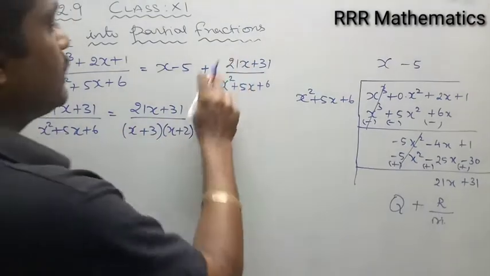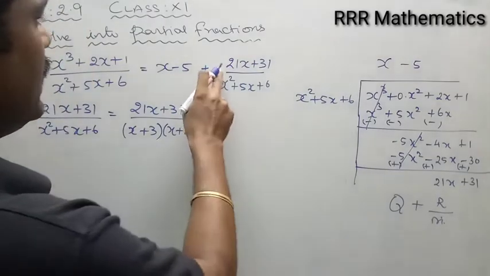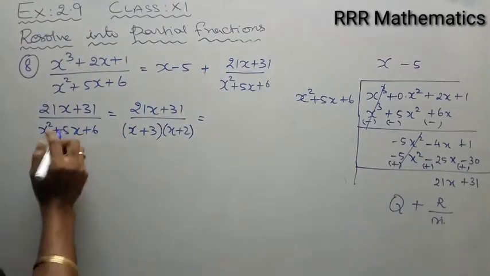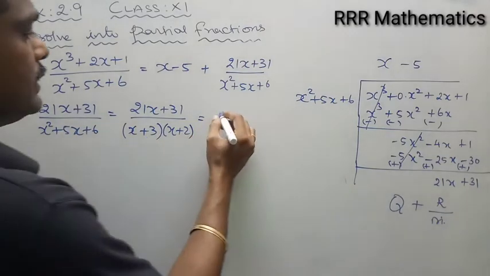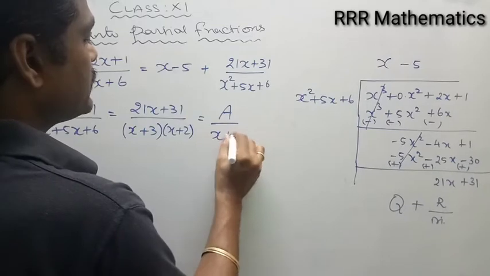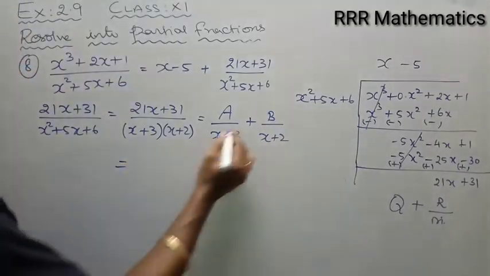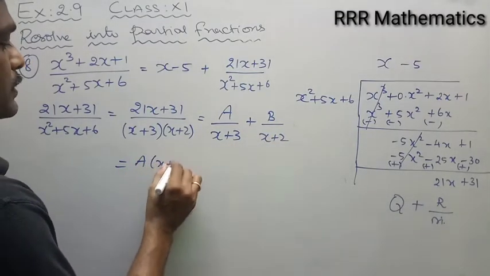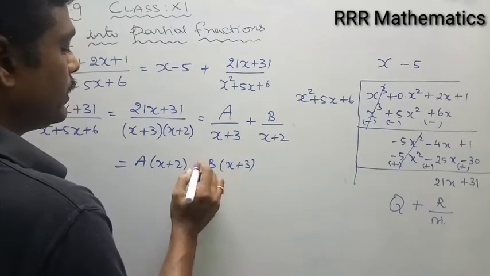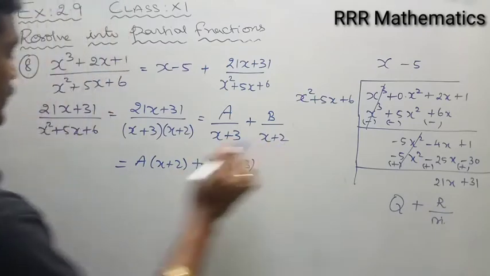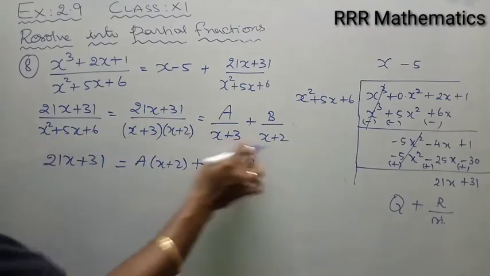Finally, after getting the partial fraction for this one, add this x minus 5. I will take this one. I can factorize the denominator. It gives x plus 3 into x plus 2. I can write this one as some constant a divided by x plus 3 plus some constant b divided by x plus 2. Take LCM now. A into x plus 2 plus b into x plus 3. Got it? The denominator is the product of these two. Here 21x plus 31.